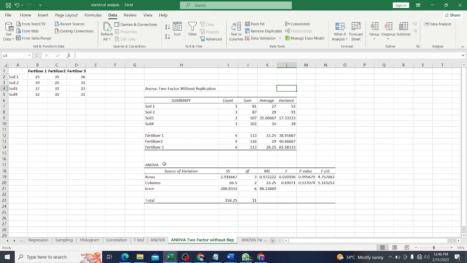Now, let's go back to the ANOVA table. In the ANOVA table here, we have the source of variation, we have the rows. The row here is talking about what we have in the rows of our data set, which is the soil type. So I can change this to soil type. While the column is what we have here, which is fertilizer type.